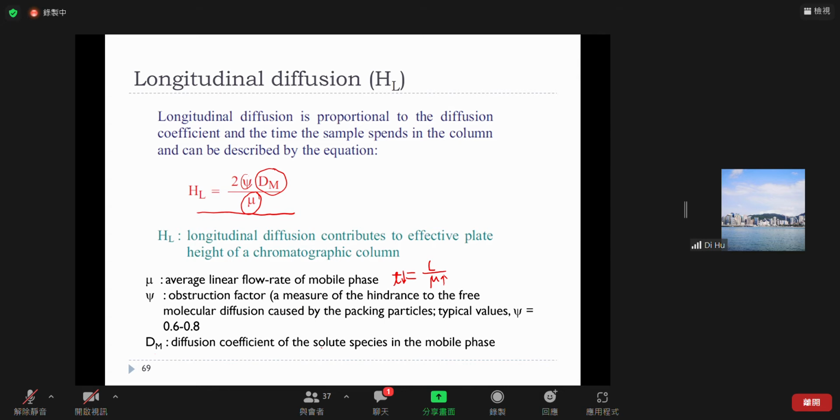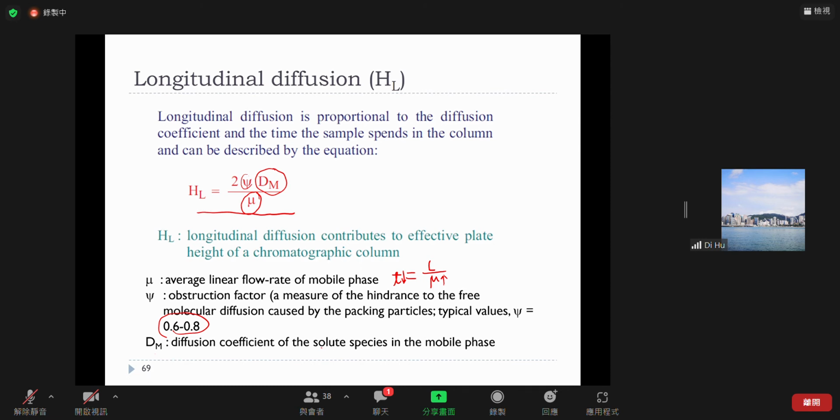It's the measurement of the hindrance to free molecular diffusion caused by the packing particles. It normally has a constant value within a certain range. So we just want to pay attention to the fact that it's really related to D_m and mu. And the larger the diffusion coefficient, the larger the contribution.